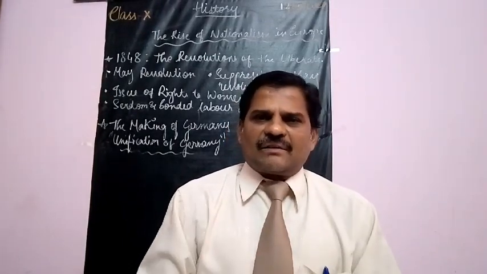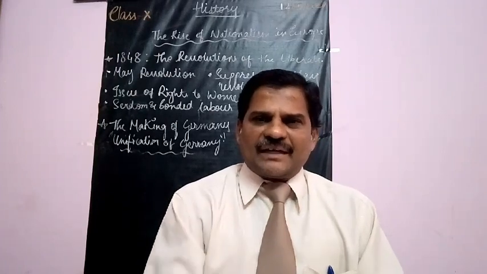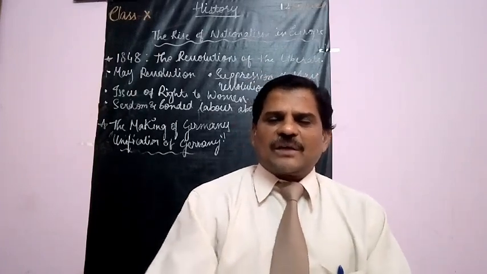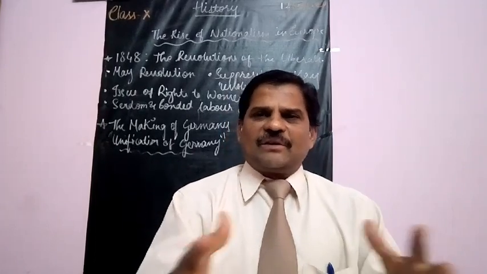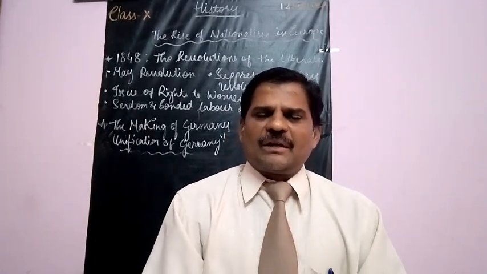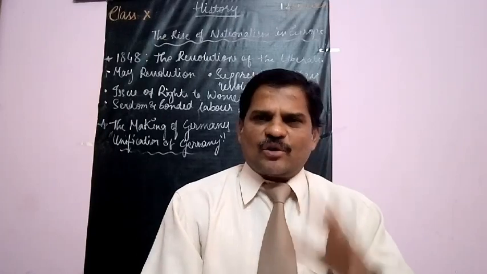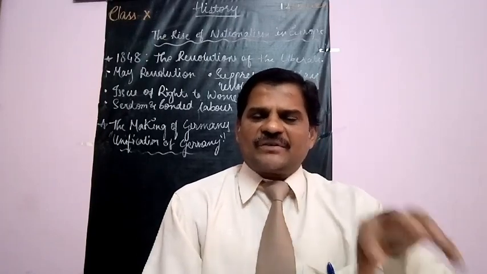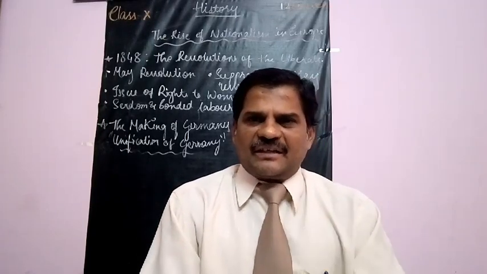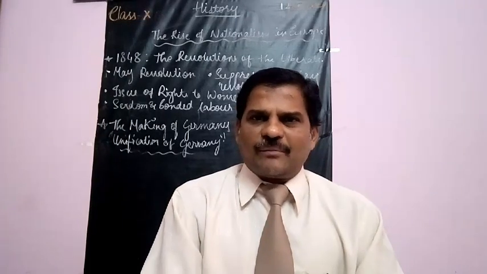So these are the revolutions that took place. Now we will take the example of Germany. Actually, Germany was not a unified state. It was divided into a number of small and big states. For a long time, Napoleon Bonaparte formed a German Confederation which comprised 39 states. You remember?